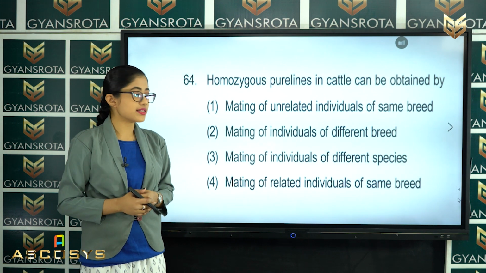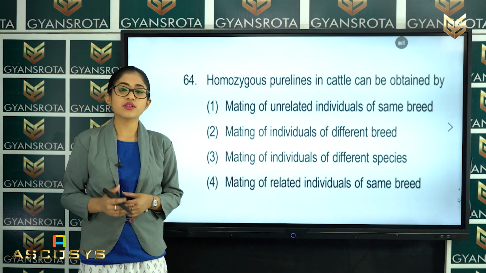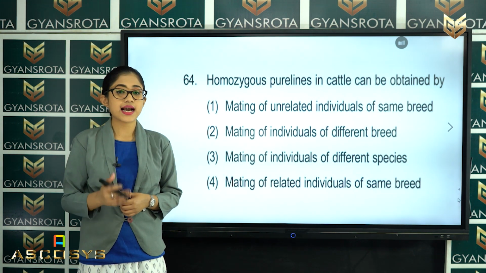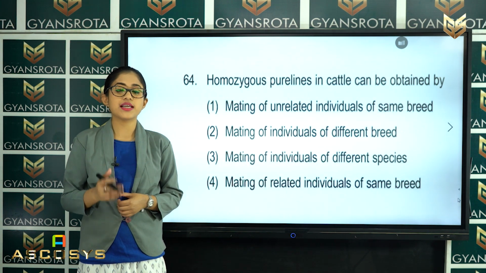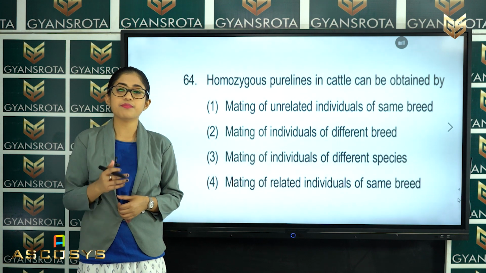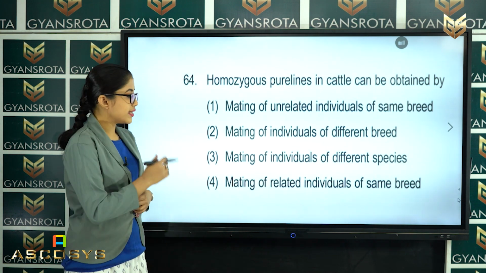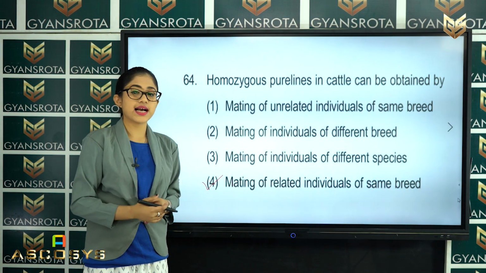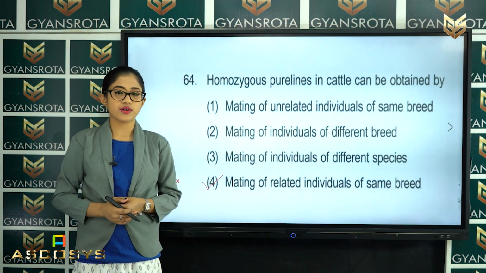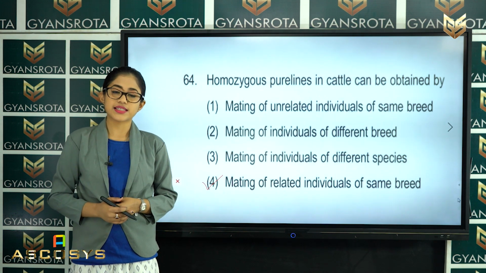So, which among them is the correct answer? How are the homozygous purelines in cattle obtained? It is obtained by the mating of the related individuals of the same breed. So, from this option, option number 4 is the correct answer for this question. Okay. Now, let us see the next question.